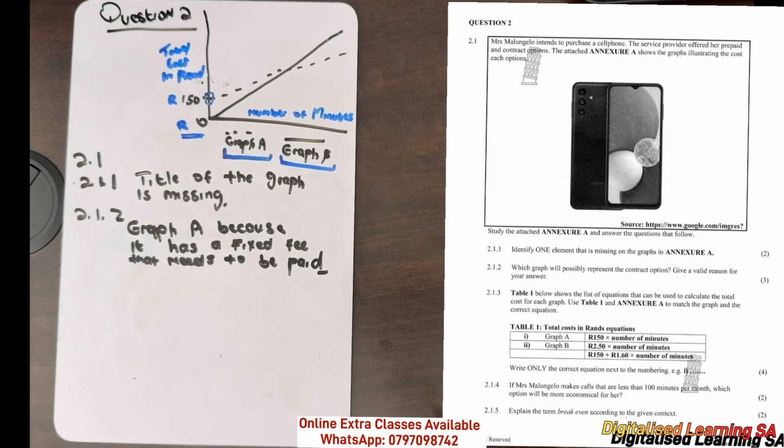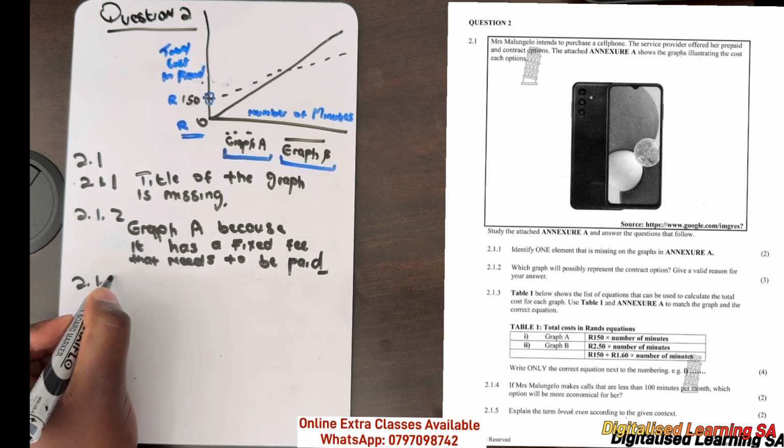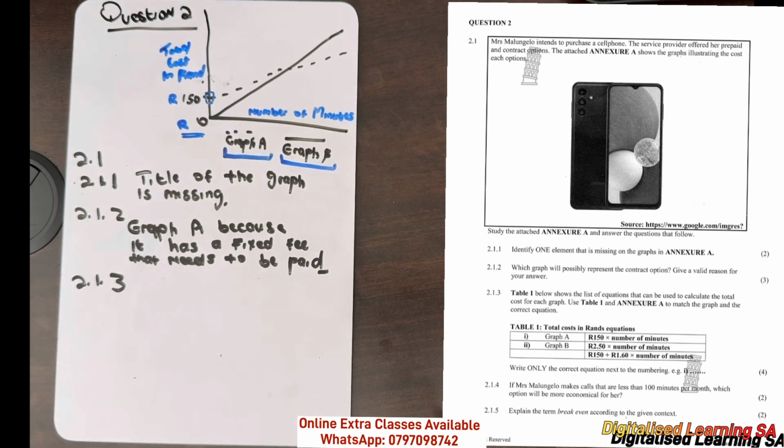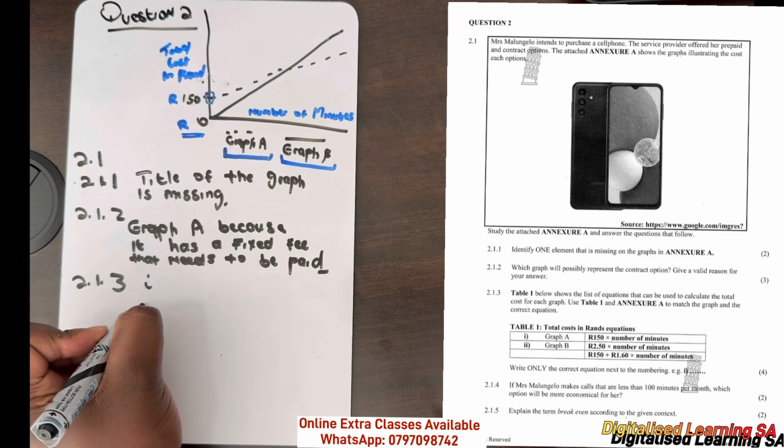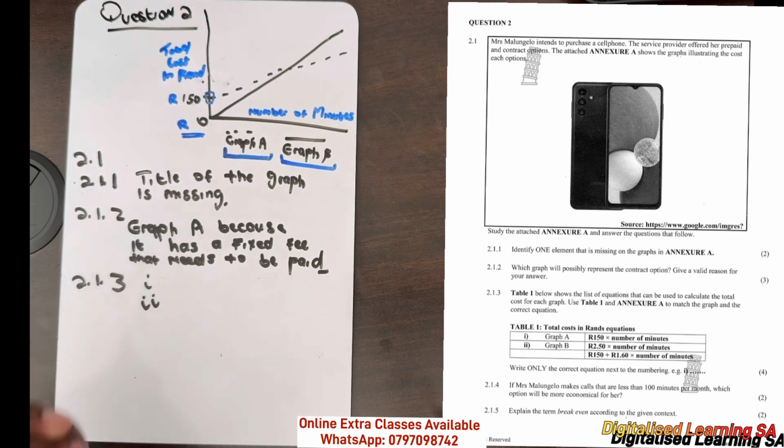Okay, now let's move to question 2.1.3. Question 2.1.3 says that table 1 below shows the list of equations that can be used to calculate the total for each graph. Use table 1 and annexure A to match the graph and the correct equation. We have the first equation and the second equation.